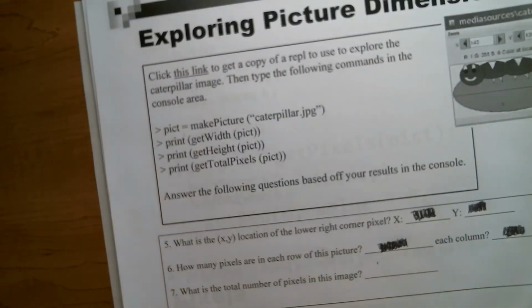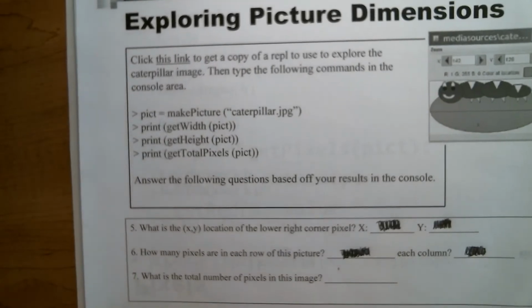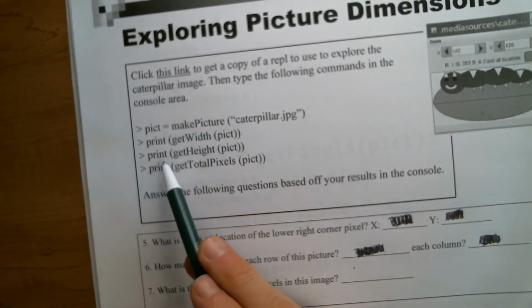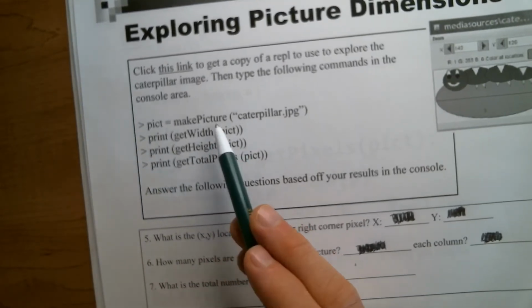All right. Now, if we go to the next sheet here, this is another activity that you're going to do. You're going to use the link that I provide to the REPL. That's going to open up a REPL, and as soon as you start typing in it, it'll make a copy that will only exist in your account.